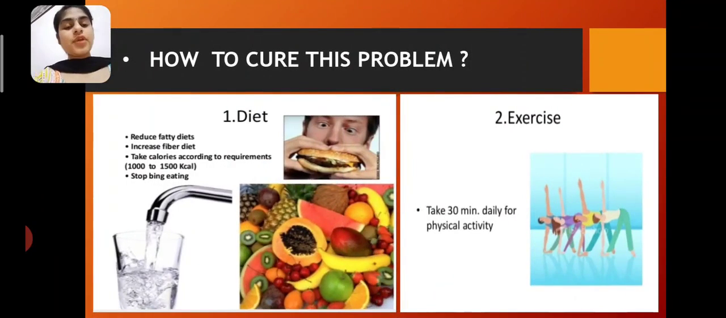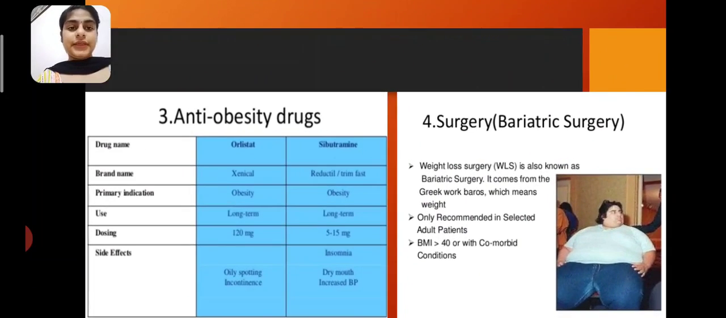So how to cure this problem now? Take proper diet, exercise daily, 30 minutes daily. Okay, so anti-obesity drugs, there are many drugs which come in stores, but you should take medications with the consultation of a pharmacist only. Okay, surgery is also another way to overcome this problem.